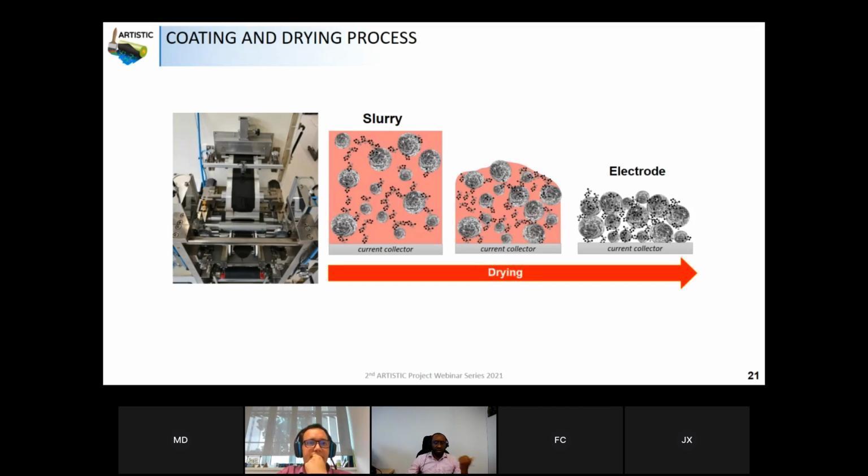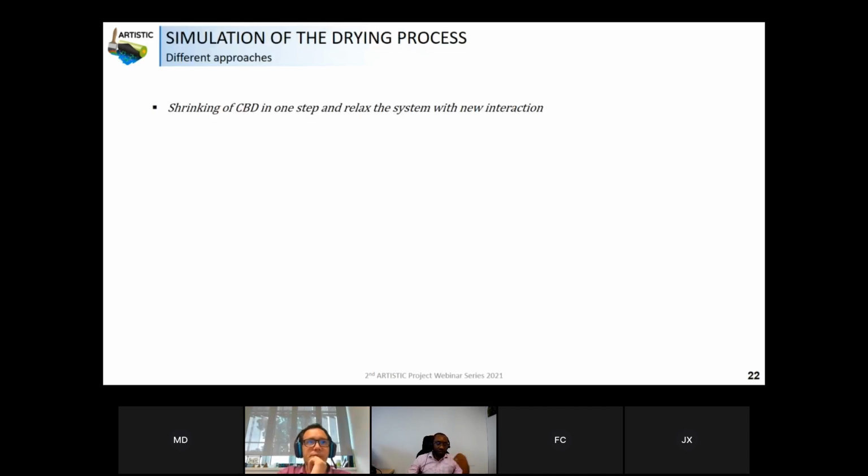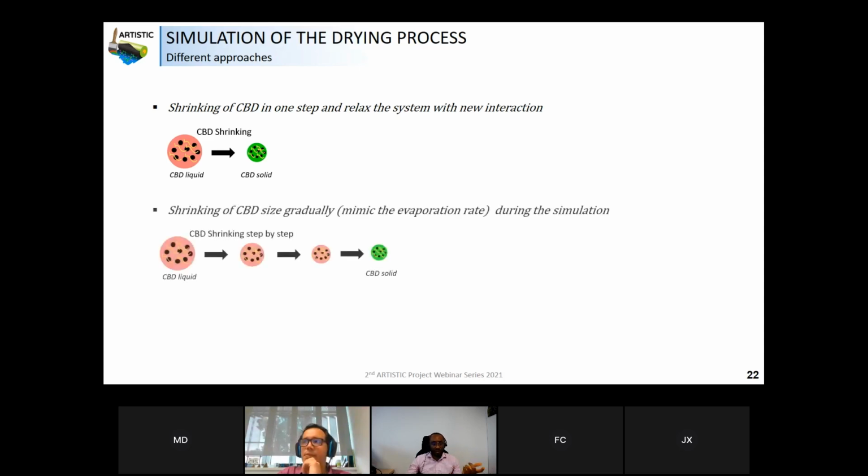Here in the simulation, we do not simulate the coating yet, but we can propose something about the drying process. For the drying process, I would say we have different approaches to simulate the drying. The first one is just to shrink the CBD to remove the solvent inside the CBD, and then we relax the system.